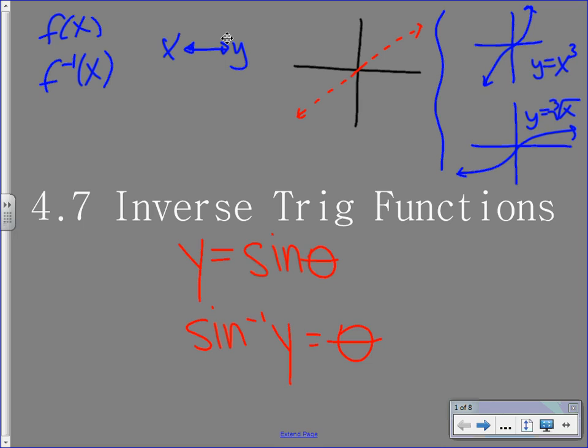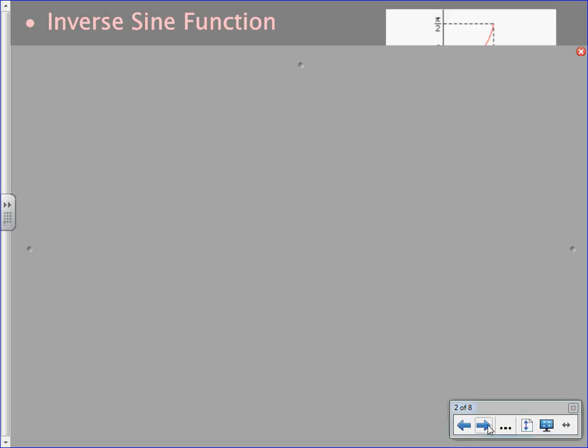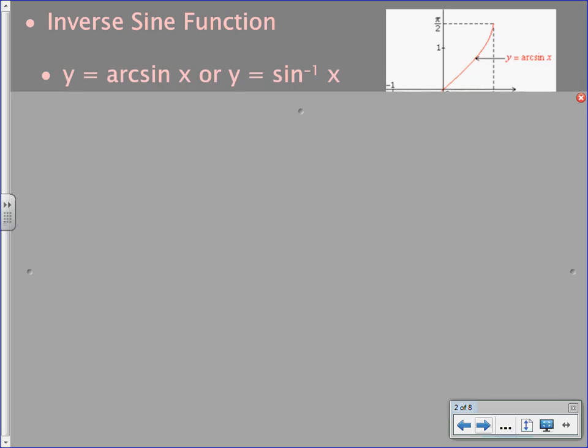So I want to go through each trig function, and we're going to talk about what the graph looks like. You're not going to graph it, but what's important is their domain and range, because that tells us what we can plug in and what kind of values we get out of our function. Okay. So the first one is inverse sine. I do want to mention the notation. There's two different ways to notate it. Arc sine is the same thing as this little inverse sine right here.